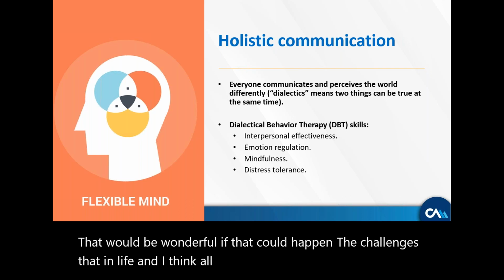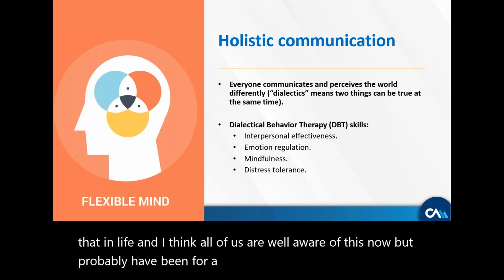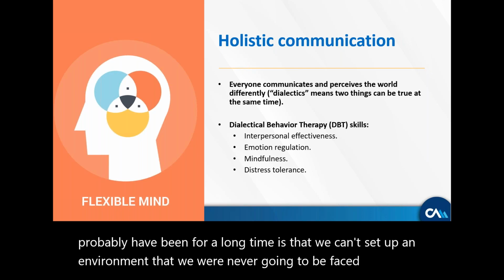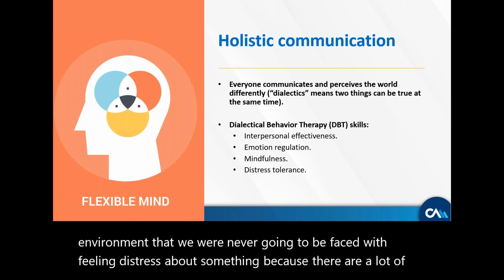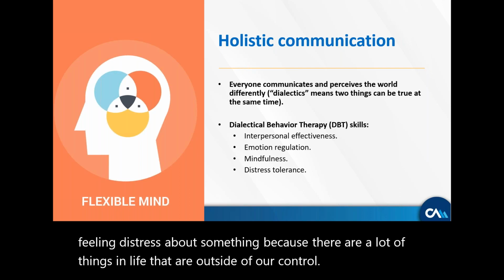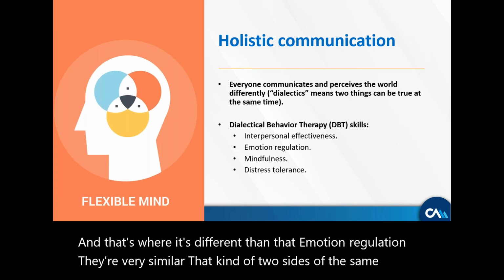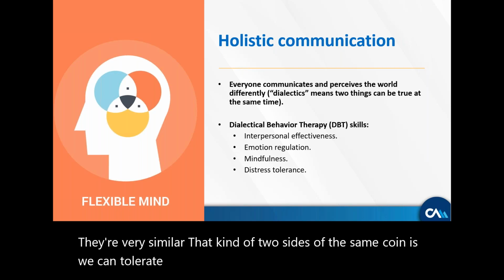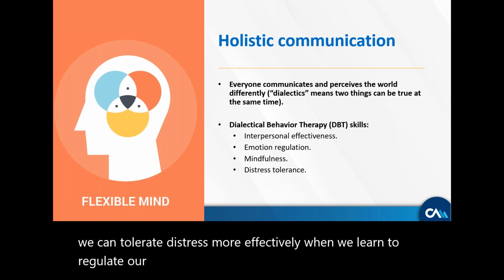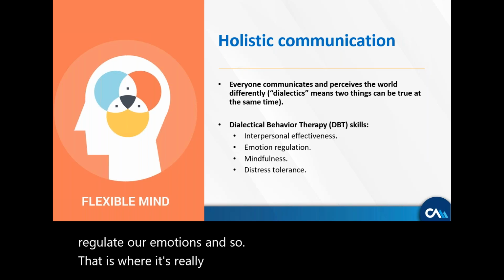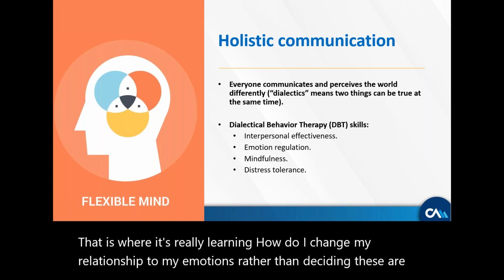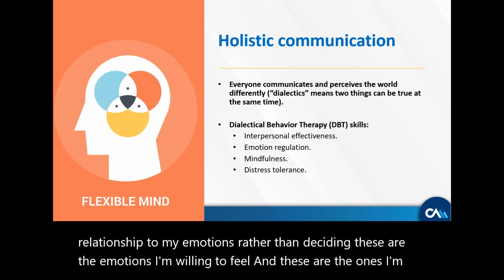The challenge is that in life, and I think all of us are well aware of this now, but probably have been for a long time, we can't set up an environment where we're never going to be faced with feeling distress about something, because there are a lot of things in life that are outside of our control. And that's where it's different from emotion regulation. They're very similar. They're kind of two sides of the same coin. We can tolerate distress more effectively when we learn to regulate our emotions. And so that is where it's really learning how to change my relationship to my emotions, rather than deciding these are the emotions I'm willing to feel and these are the ones I'm not.